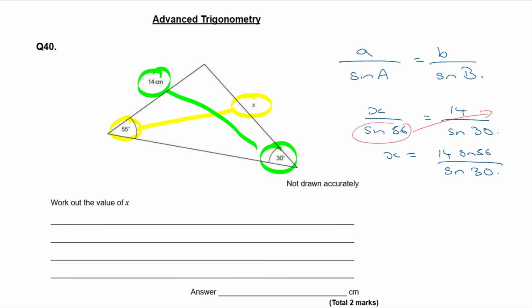X equals 23.2. Now, before I move on, it's good to have a sanity check here. Does that look about right? It's quite long, 23.2. It's about half as long again as the other one, but it's not outrageously long. Remember, 56 is a bigger angle, so you'd expect it to be a longer side. So I'm going to go with 23.2. Doesn't look too crazy there.